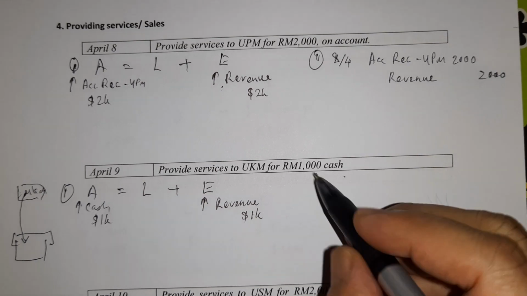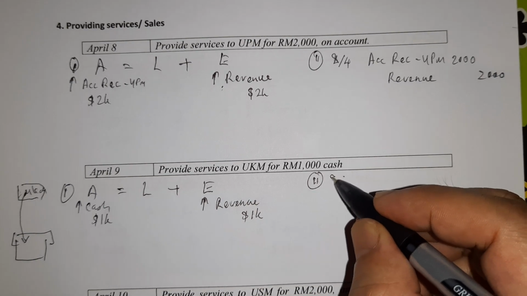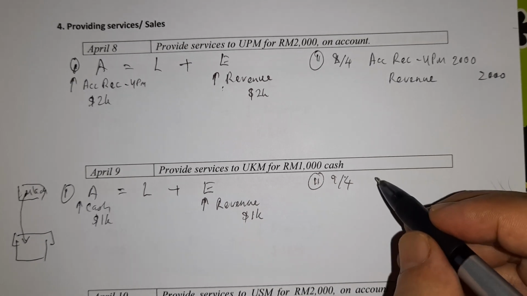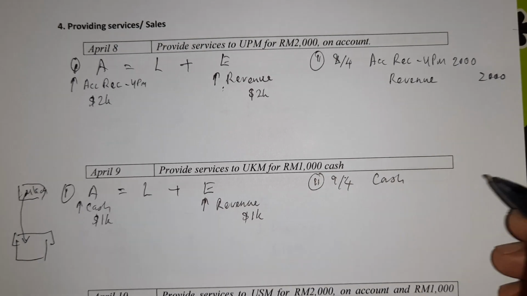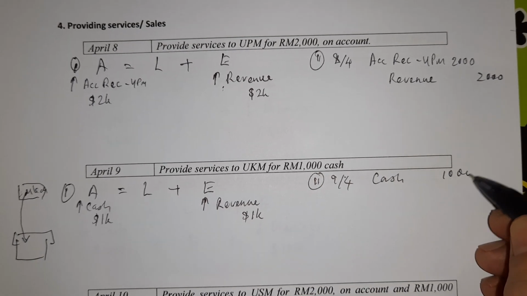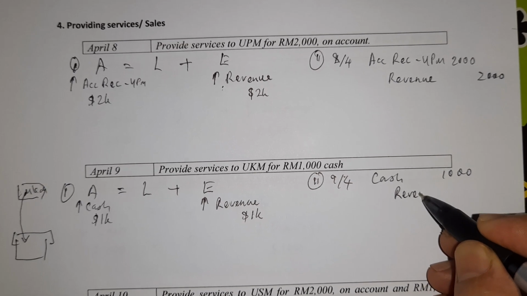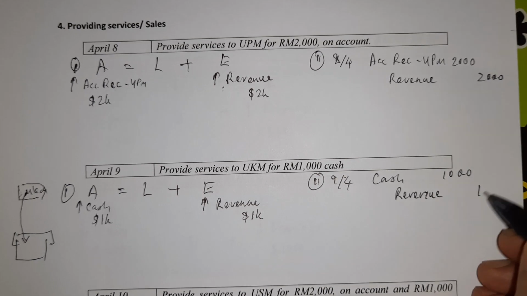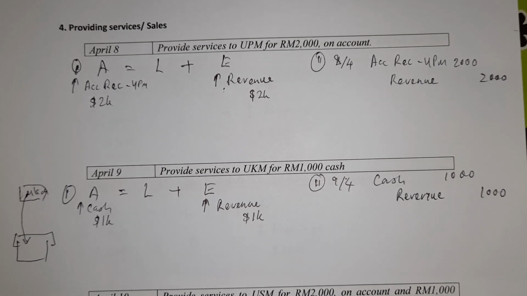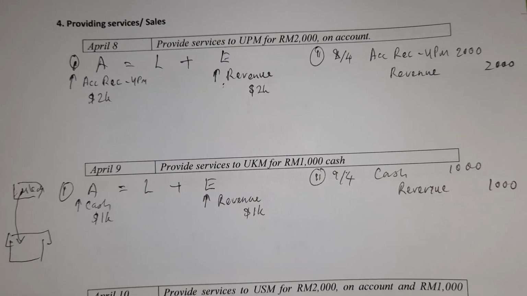So how to do the journal entry? Very straightforward. The date is 9 of April. Asset increase you debit. Debit account cash 1,000. Credit account revenue 1,000. Okay. And 10 of April.